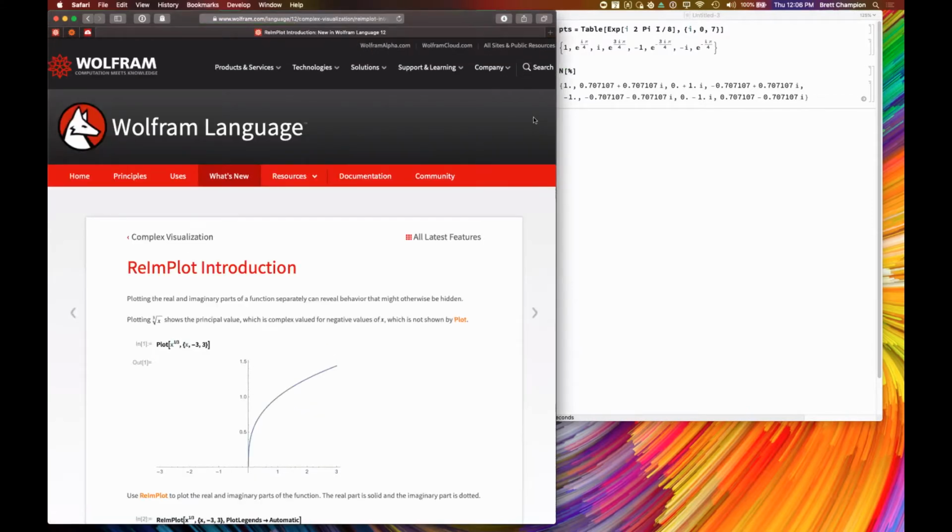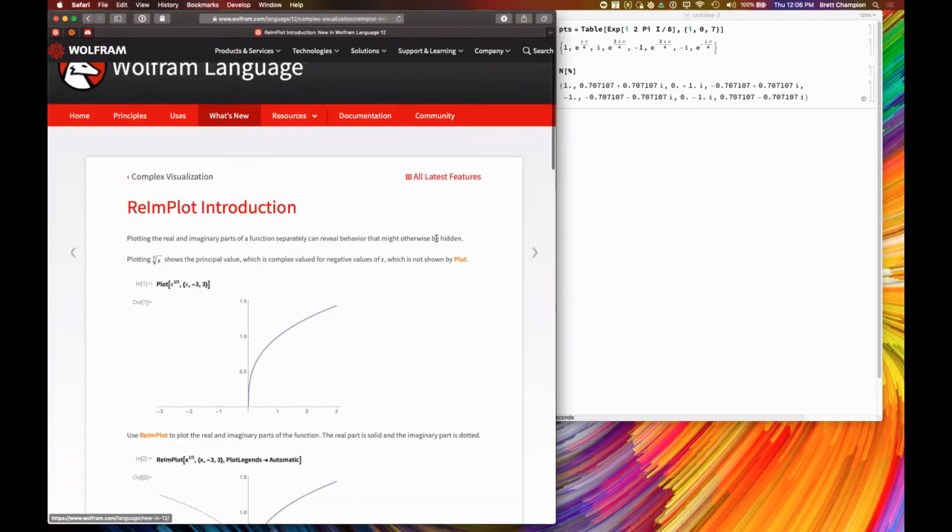So the next two functions are ReImPlot and AbsArgPlot, and these are looking at what happens when you have a function that goes complex valued when you're plotting over the real numbers.